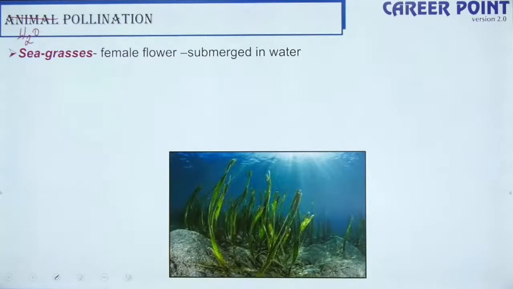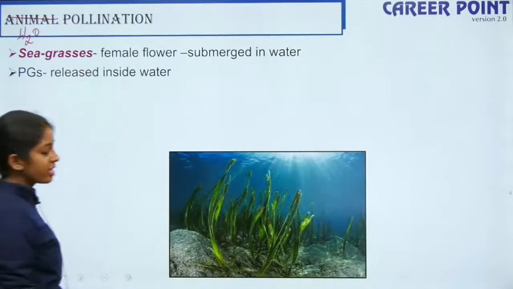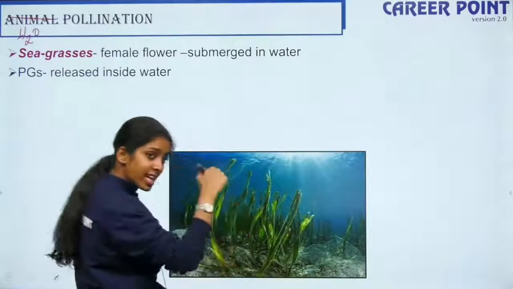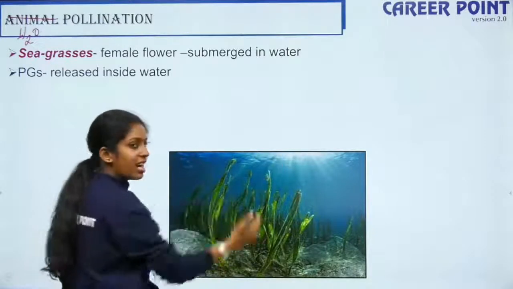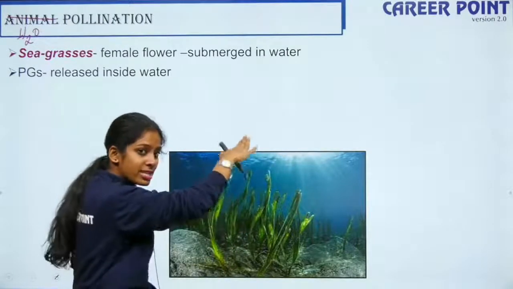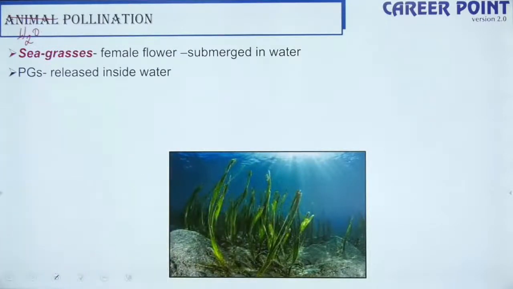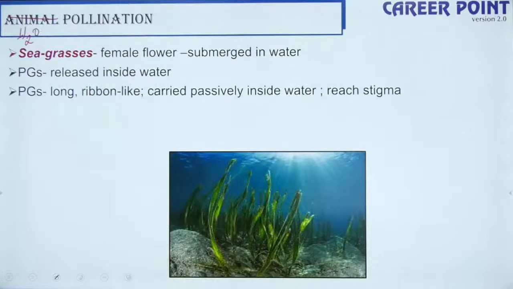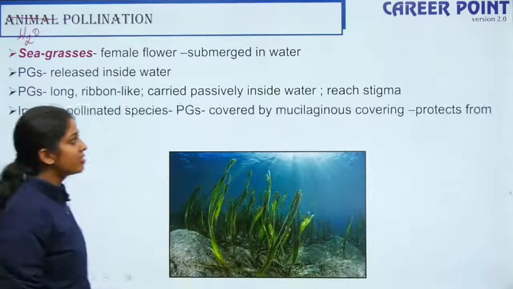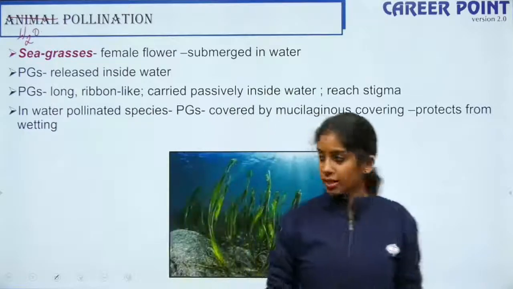Alright, so in sea grasses, the female flower is submerged inside the water. Your Zostera is a sea grass. So here the pollination happens inside the water. This is the height of the plant, okay. It is deep inside the water. So here water currents carry the male gametes. The pollen grains are released inside water. The pollen grains are long, ribbon-like and carried passively inside water to reach the stigma.